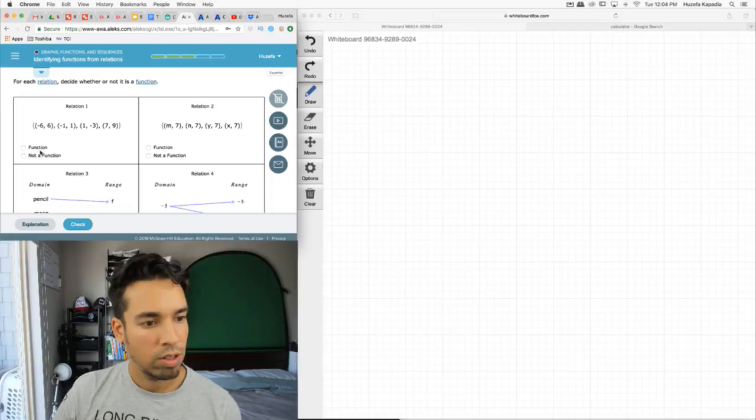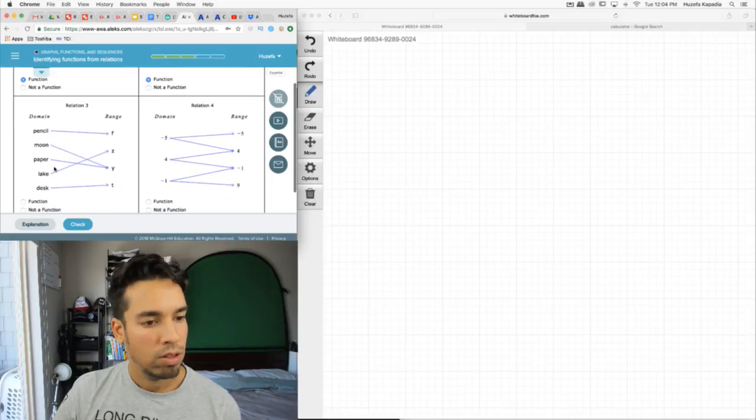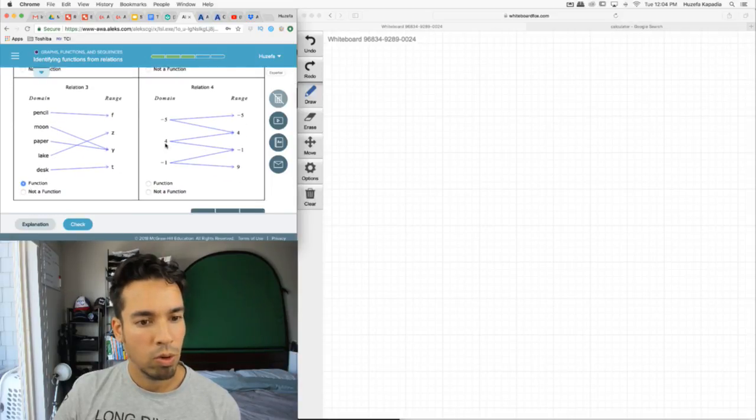Boom, boom, boom. This looks good. It's a function. No x's are cheating. No x's are cheating. This is a function. Ooh, 4 is cheating. -5. All of these are cheaters, right? They're all paired up with 2 values, so it's not a function.